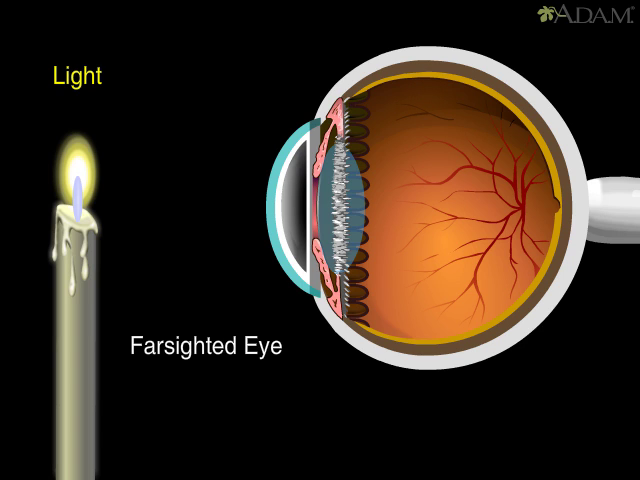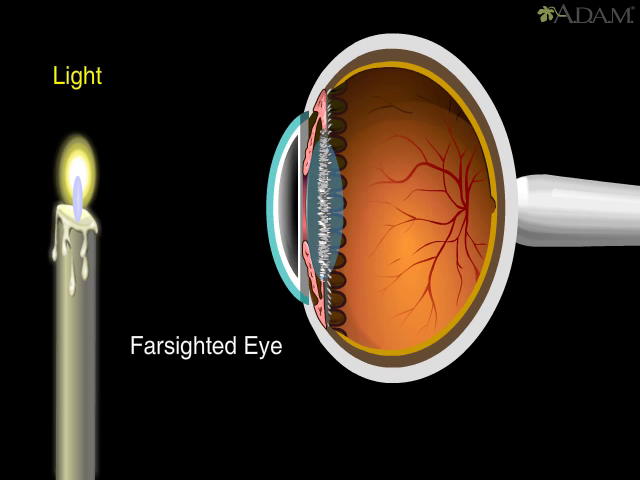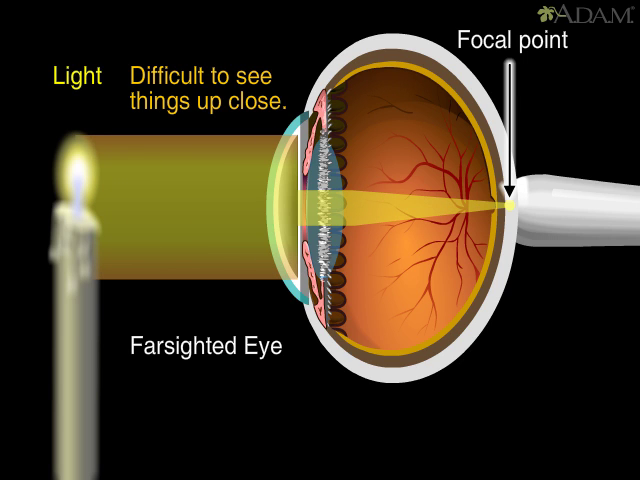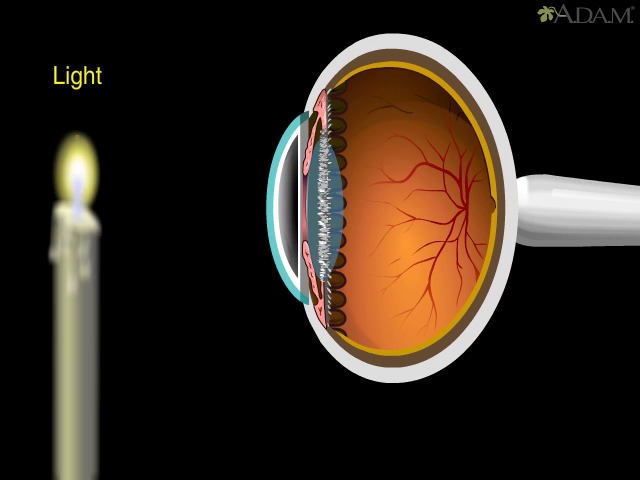Farsightedness is just the opposite. The eye's length is too short. When that happens, the focal point is behind the retina, so it's difficult to see things that are up close. The image of the eye is squeezed, so the distance from lens to retina is now shorter. The focal point is behind the retina, and the candle's image is blurred.